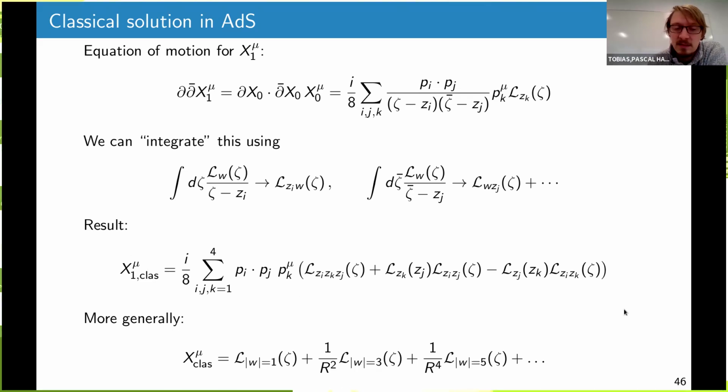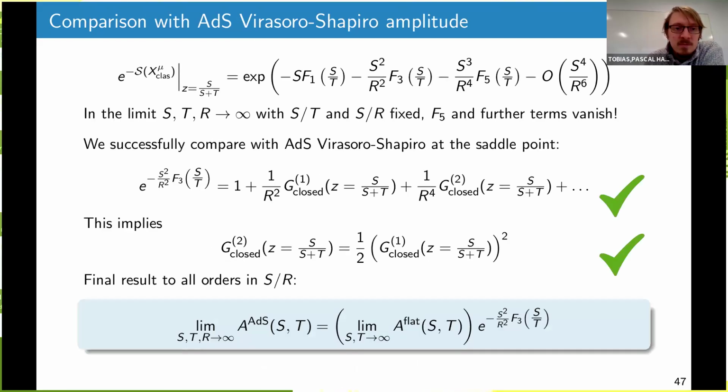So like this, we can compute the curvature correction to the classical solution, and it looks like this. It's weight 3 single-valued multiple polylogs. And more generally, the leading classical solution is weight 1. The first correction is weight 3, then weight 5, and so on. And now we would like to compare this to the high energy limit of the AdS Virasoro-Shapiro amplitude. So we plug it back into the action. And here I wrote it in a way where F1 is a function of this ratio S over T with function of weight 1. F3 is weight 3, F5 is weight 5, and so on.